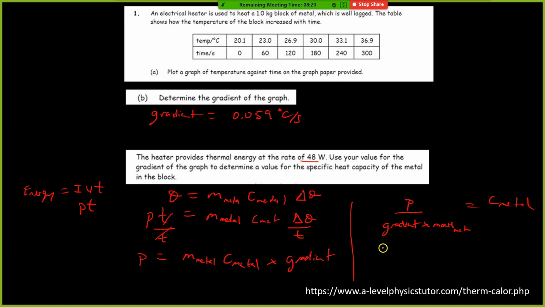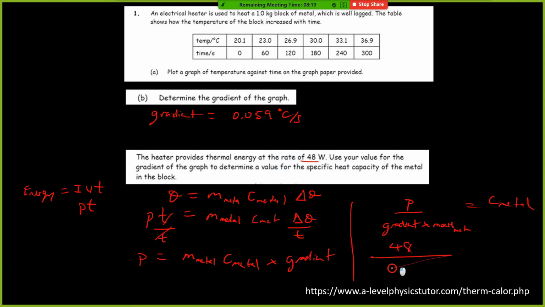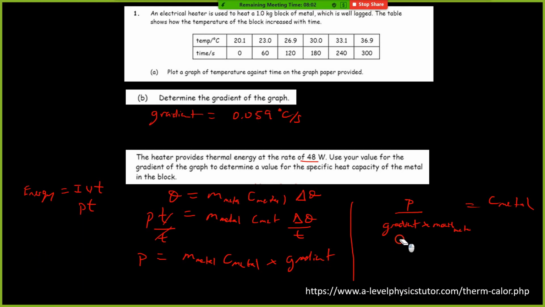So let's see if we can get the answer now. I realize my internet is a little bit unstable. We have 48 divided by 0.059 multiplied by the mass, which is 1 kilogram. Let me hope that we get the answer by using that information.